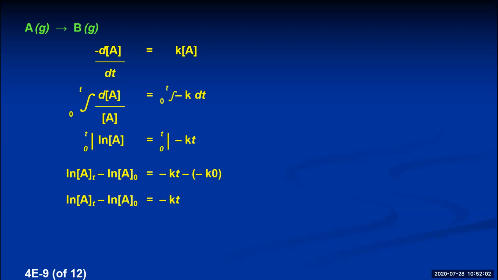So we get this relationship here. And if I add the natural log of the initial concentration of A to both sides of the equation, I have the equality statement we started the lecture with for first order kinetics, and that is the natural log of the concentration of A at time t will always equal negative kt plus the natural log of the initial concentration of reactant A.